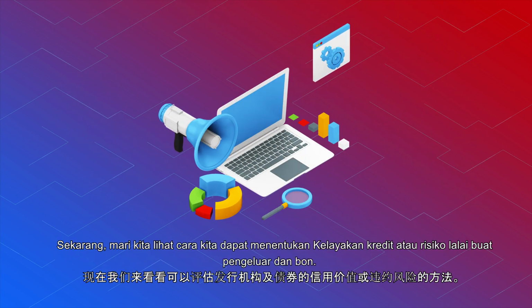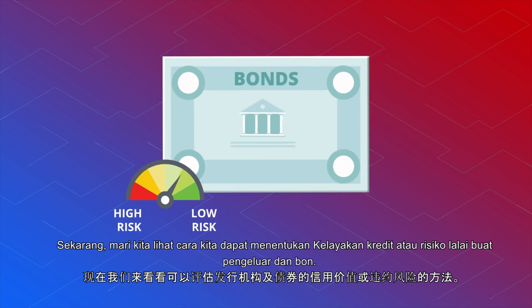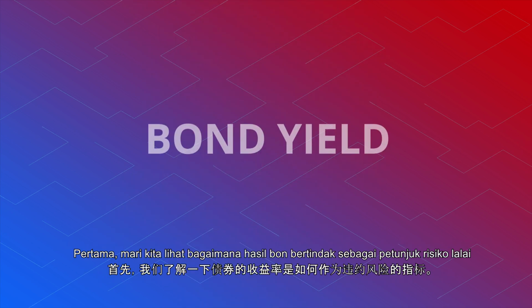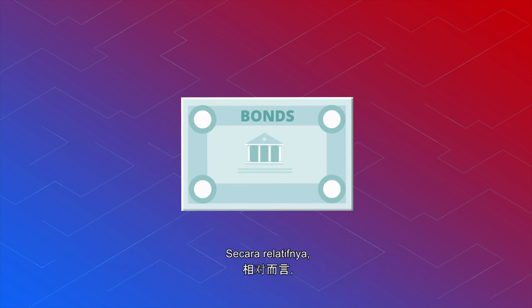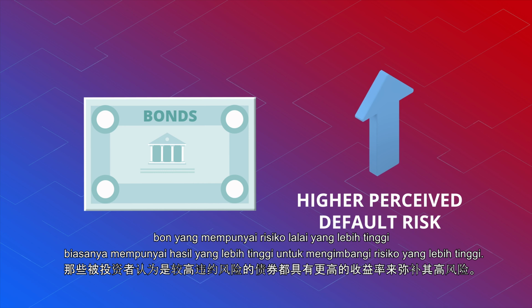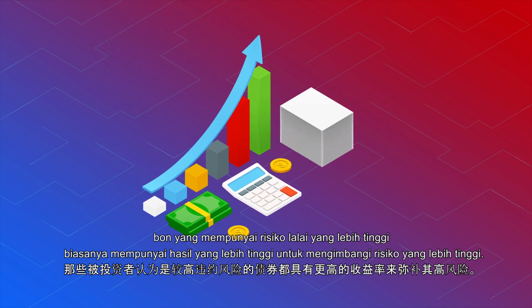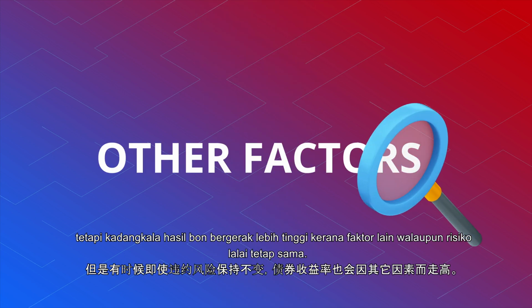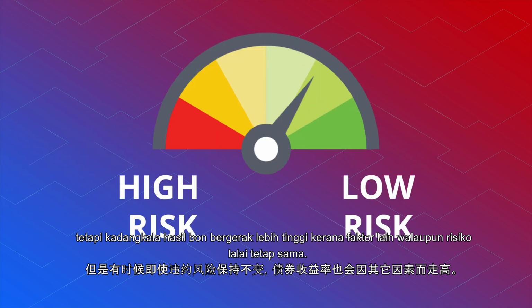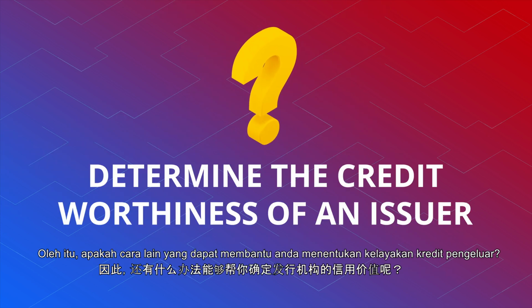Now, let's look at ways we can determine the creditworthiness or default risk of an issuer and a bond. First, let's look at how bond yield acts as an indicator of default risk. Relatively speaking, bonds which have higher perceived default risk would normally have higher yields to compensate for the higher risks. That's simple and intuitive enough, but sometimes bond yields move higher due to other factors even as default risks remain the same. So, what other ways could help you determine the creditworthiness of an issuer?